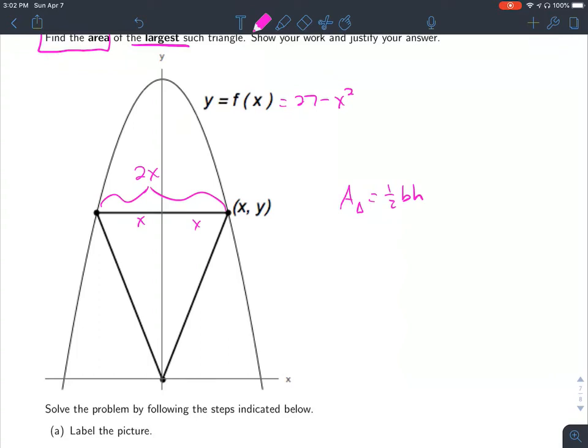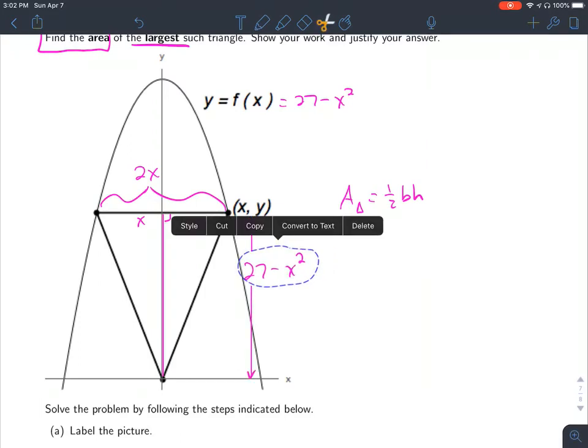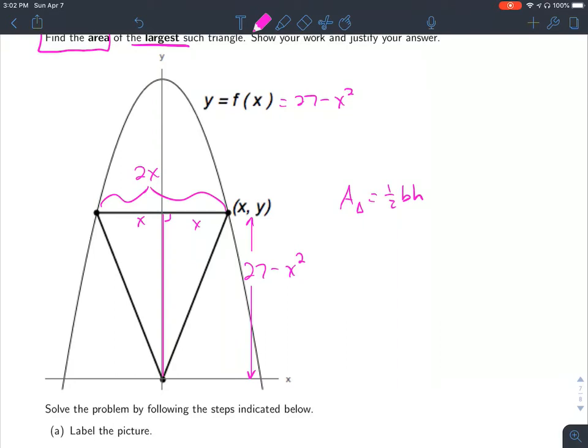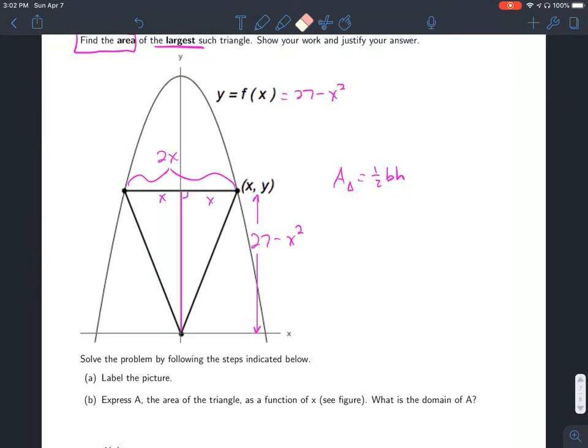Well, what is the height of the triangle? This is the height that you see here. It's called an altitude. And that is exactly y units above the x-axis. And y units, in this context, is the name of the function 27 minus x squared. So when it says to label the picture, this is how I would label it. And the important things, once again, is that we have the base and the height, because we need those to find the area. So that's part A.